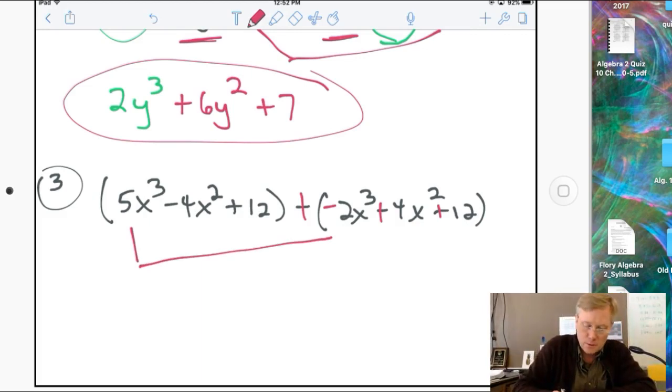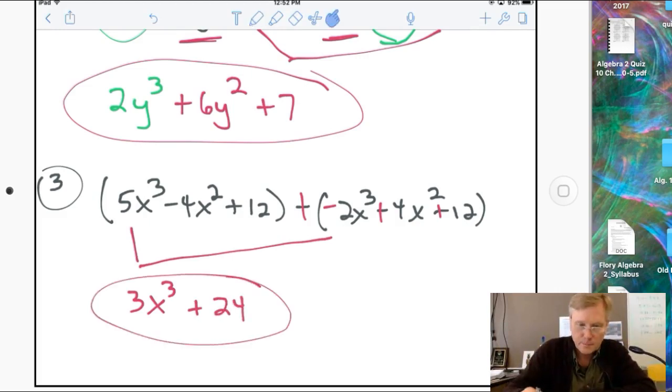5 plus negative 2 is 3, x to the third, don't change the exponents. Negative 4x squared plus 4x squared is 0. I'm not going to put a plus 0, you could. And 12 plus 12 is 24, which means that's the answer.